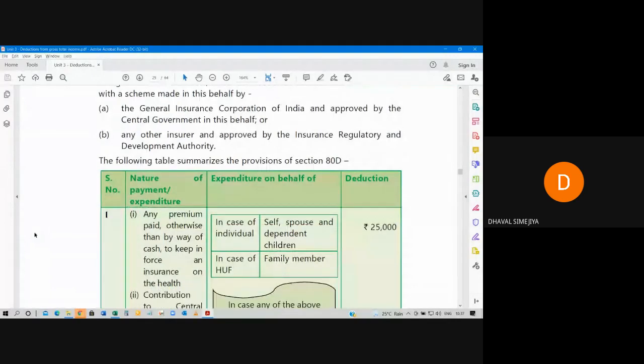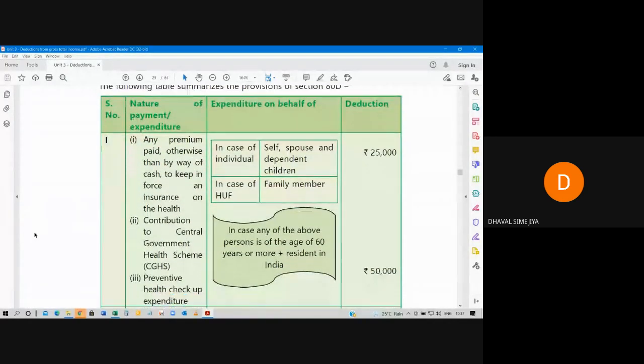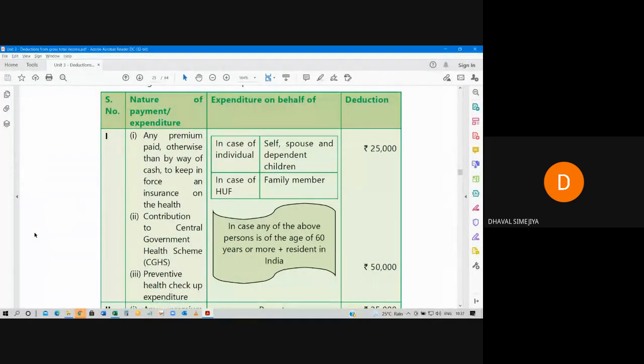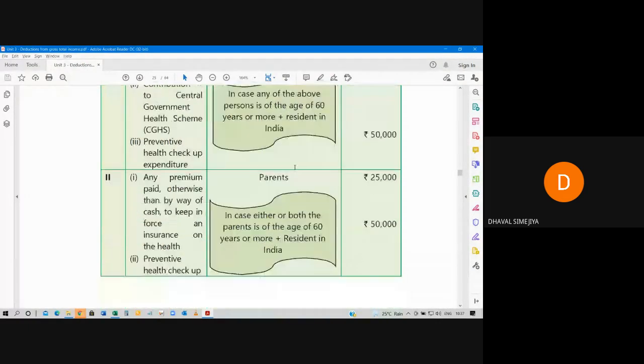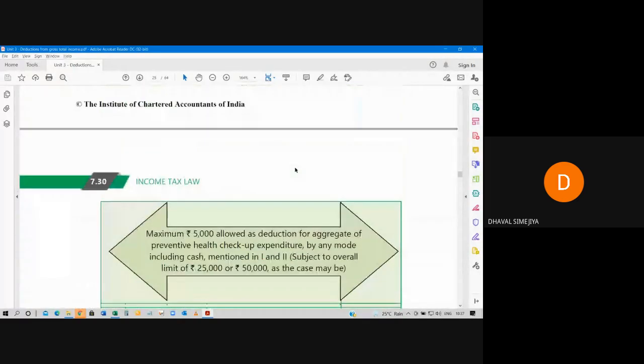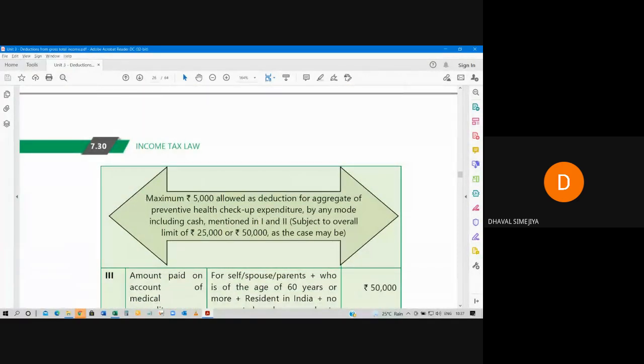Not relevant. Hello, the table is given in your module. Same points are there, the points for which I made you the table in the Excel sheet. Maximum 5,000 rupees allowed as aggregate preventive health checkup expenditure subject to overall limit of 25,000. We did the example. Done?